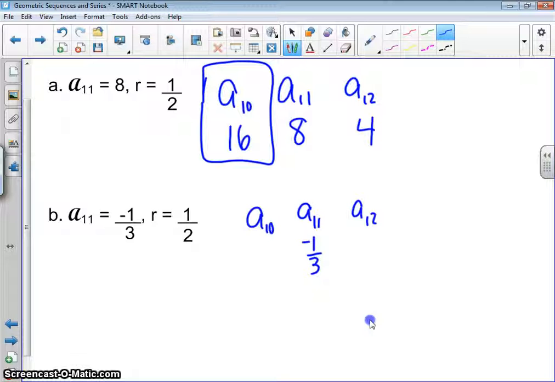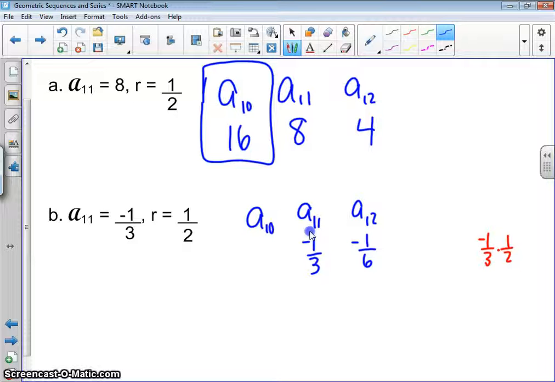A11 is negative 1/3. And I'm going to come over here and do scratch work. When I multiply negative 1/3 by 1/2, that's going to give me a negative 1/6. And so right here I multiplied by 1/2, or divided by 2. I can look at multiplying by 1/2 as dividing by 2. And so if I divided by 2 to get from here to there, I need to multiply by 2 to get from here to there.